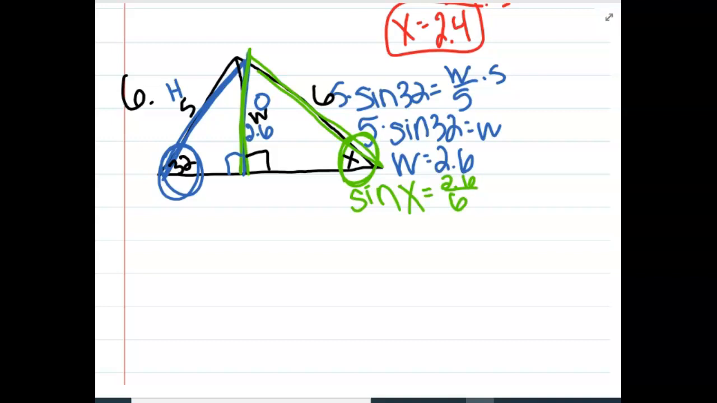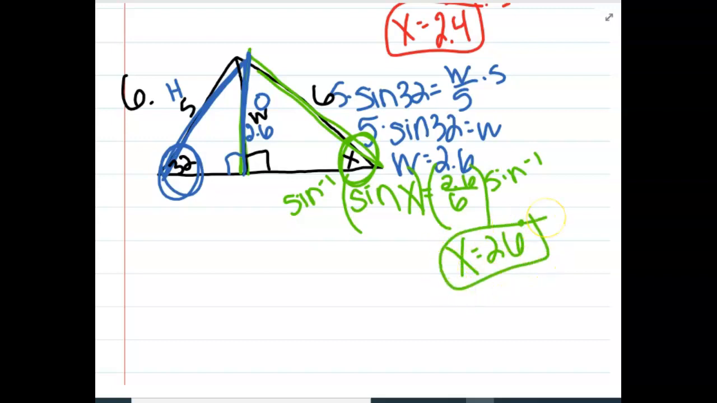Now for this one, remember, if I want to solve for x, if you're thinking, well, I'm just going to divide by sine, you can't divide by sine. Sine by itself doesn't mean anything. You have to take sine of something. So to get rid of this sine, this is where you're going to take the inverse of sine. And when you take the inverse of sine of 2.6 over 6, you should get about 26 degrees.